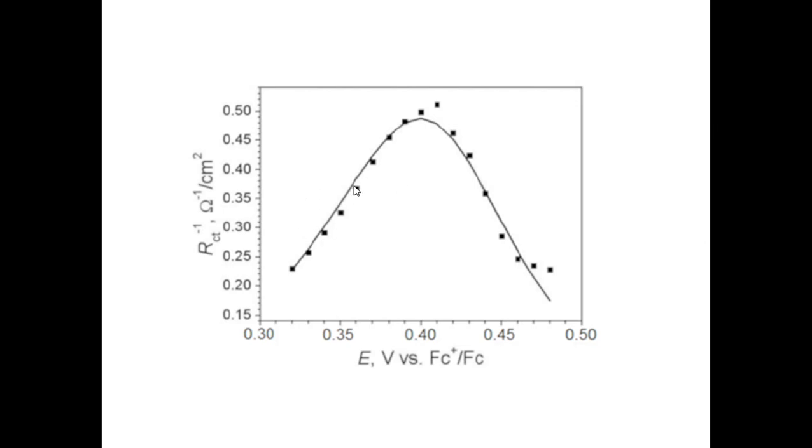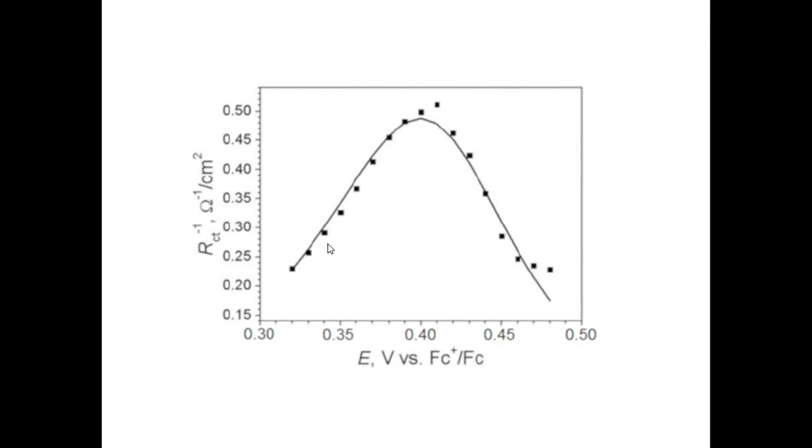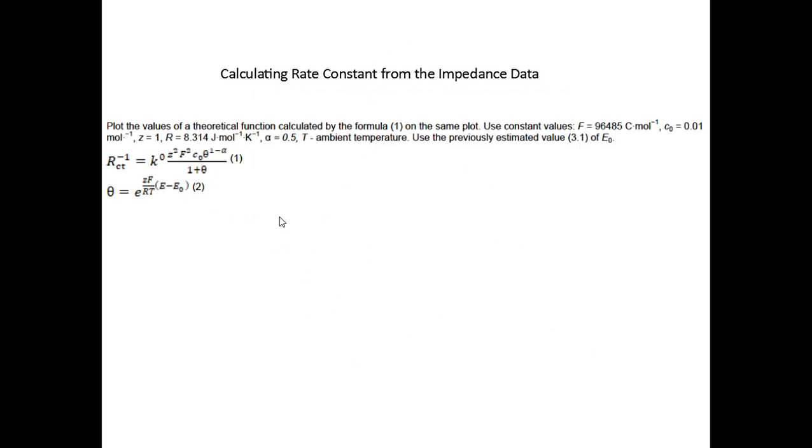Generally, when you change the E naught value, this curve moves left or right. When you change the k naught value, the intensity of this curve will change. Even in a CV, for example, when E naught changes, your CV moves left or right, but when k naught increases, the current due to the reaction will increase. So you will have a taller peak in such a scenario.